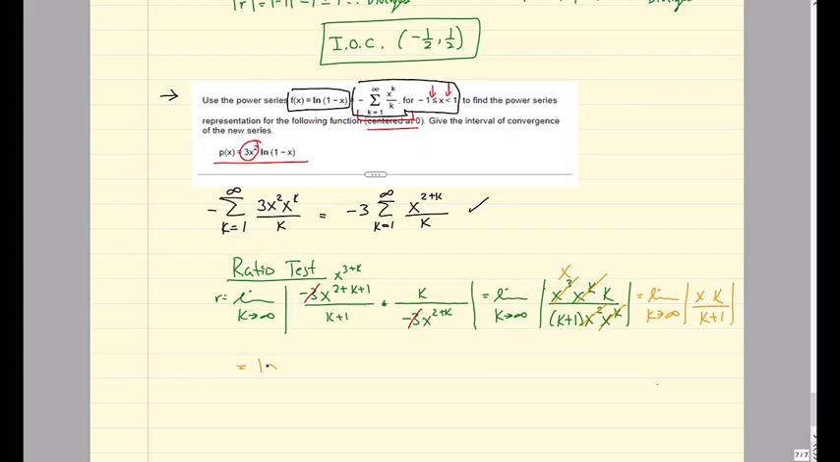I can pull the absolute value of x out front because it's a constant, and then I'm left with the limit as k approaches infinity of k over k plus 1. You could leave the absolute value there or not. All values of k are positive. Well, this is going to be equal to 1 because the degree in the numerator equals the degree in the denominator, and then I'm going to make this less than 1 because I want to force convergence.